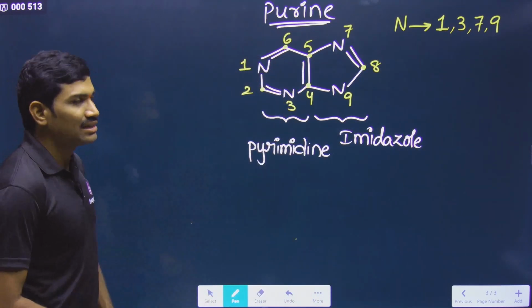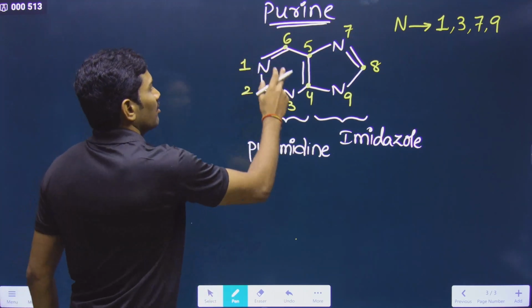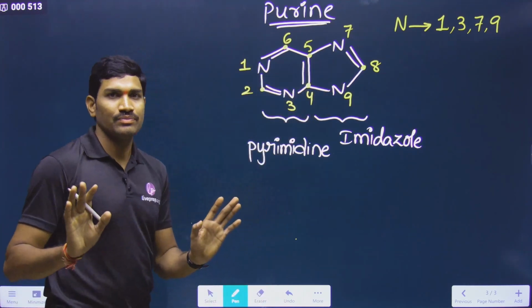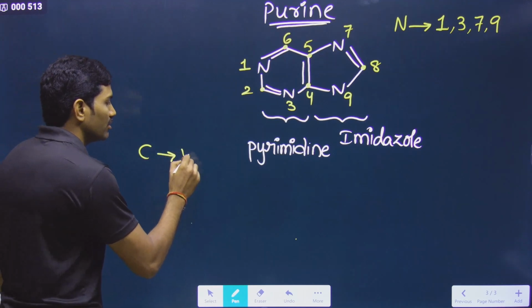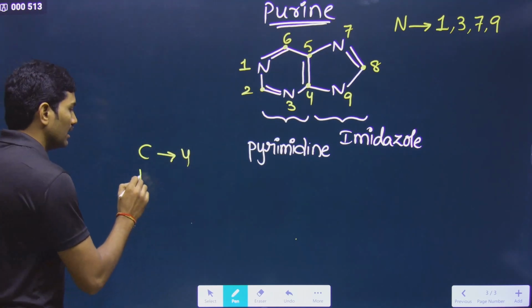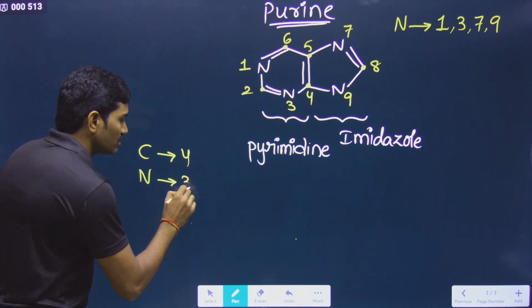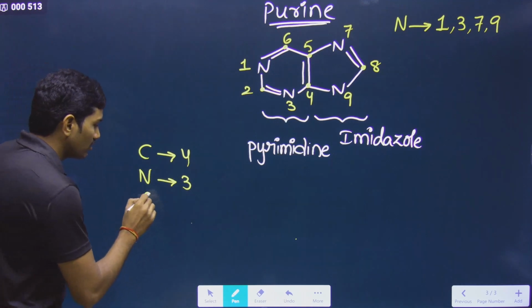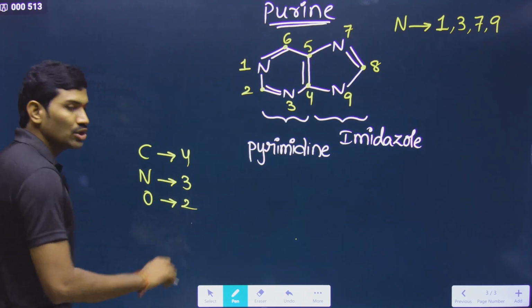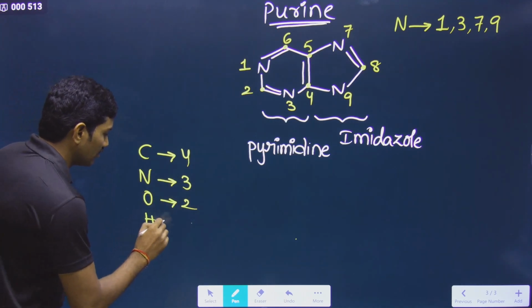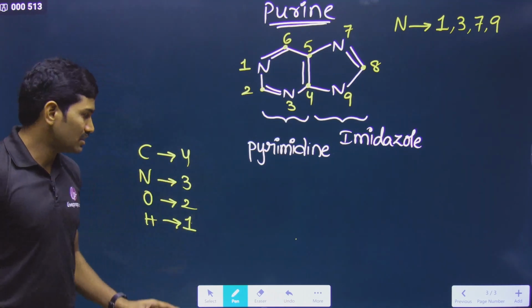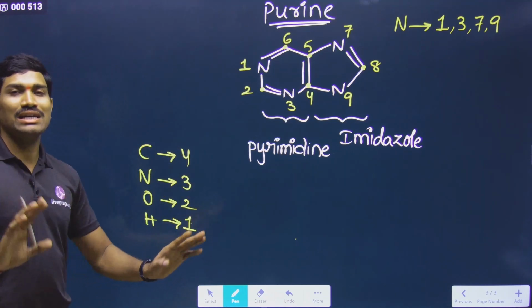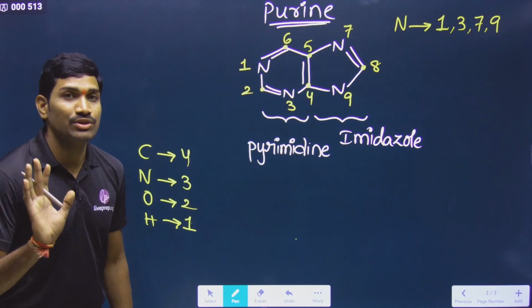Clear? And here what you need to understand is bonds and satisfaction. So what is the valency of these atoms? Carbon will form how many bonds? 4 bonds. Nitrogen will form how many bonds? 3 bonds. And oxygen will form how many bonds? 2 bonds. And hydrogen will form how many bonds? 1 bond. Please observe this. Based on this, you need to satisfy valency at each position.